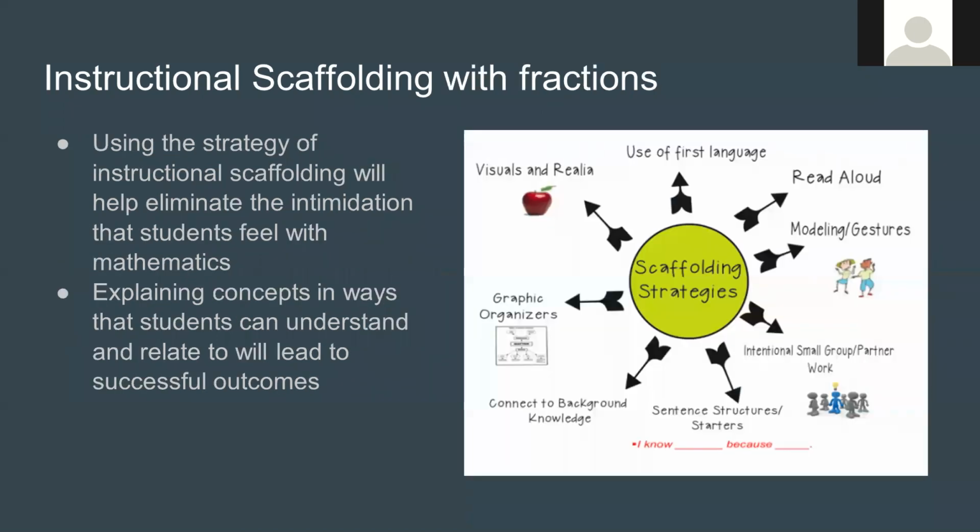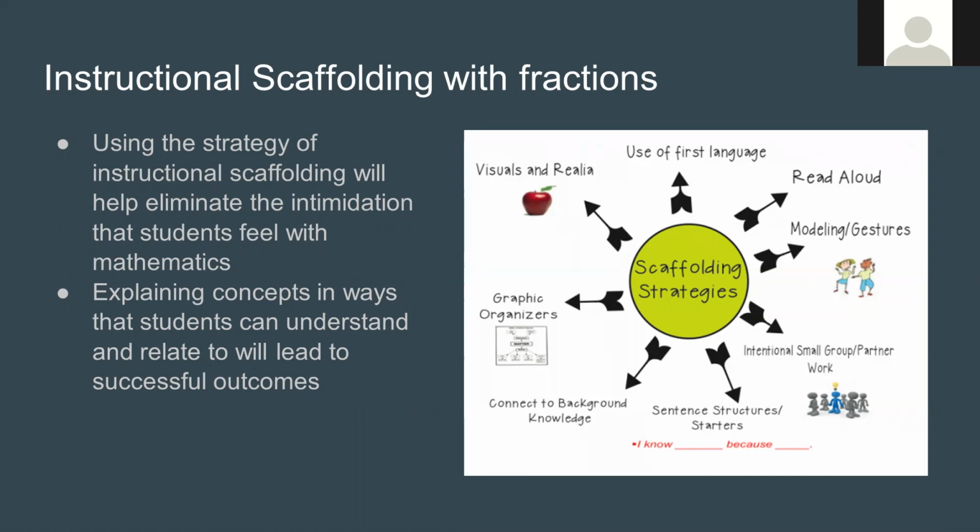So why would we use instructional scaffolding with fractions? Well, like I said earlier, a lot of students can come from backgrounds of being intimidated with math, especially new math concepts. So using this strategy is a great option because it helps to eliminate that intimidation, and it helps to explain concepts in ways that students can understand and relate to, which will lead to successful outcomes.